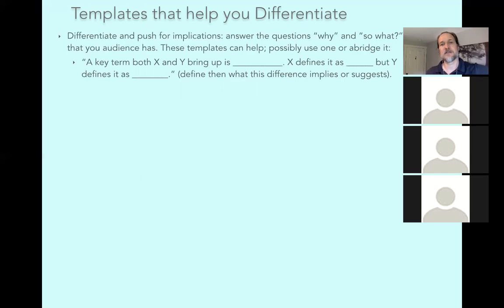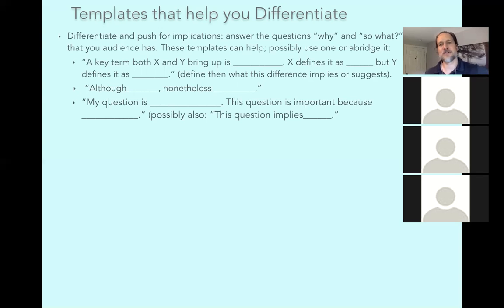But the first one is: a key term that both X and Y bring up is blank. This allows you to do two things right up front. It allows you to define the term, but then it also allows you to bring in two different viewpoints that are established. So again, you're defining the term as defined by two scholars or two experts, and then pushing away from it. So X defines it as blank, Y defines it as blank, and then obviously you're going to come in with refereeing that, right? Which one do you agree with more, or do you have a third definition? Again, nonetheless, it's a great one to go back to because it just pushes you to differentiation.